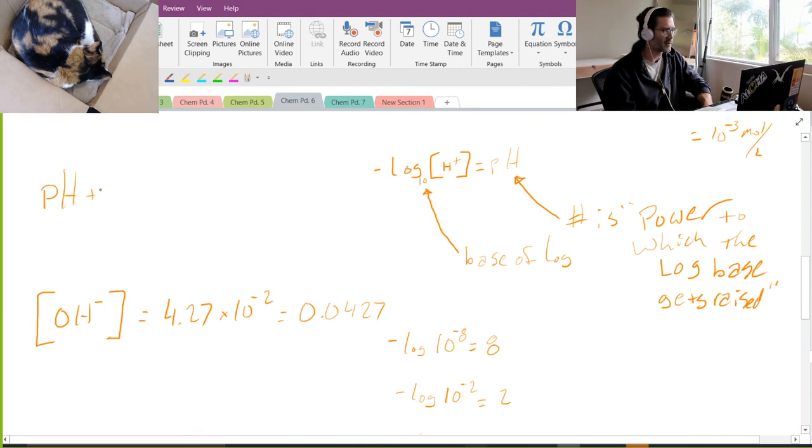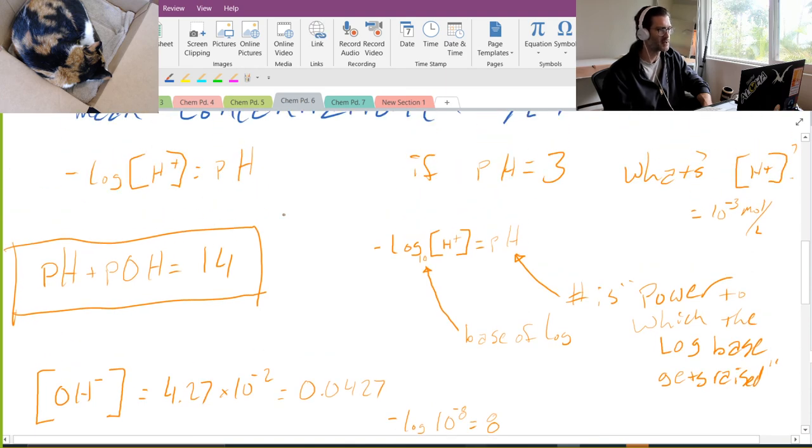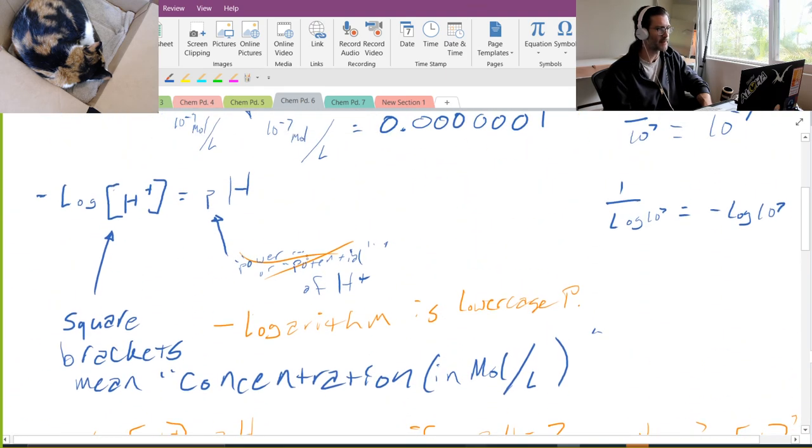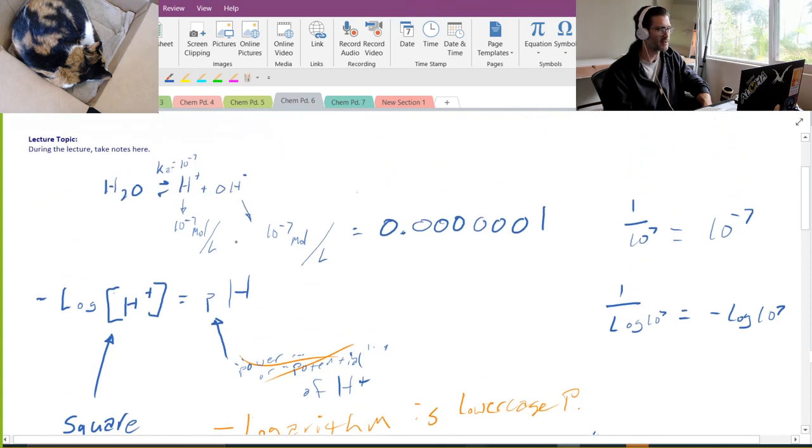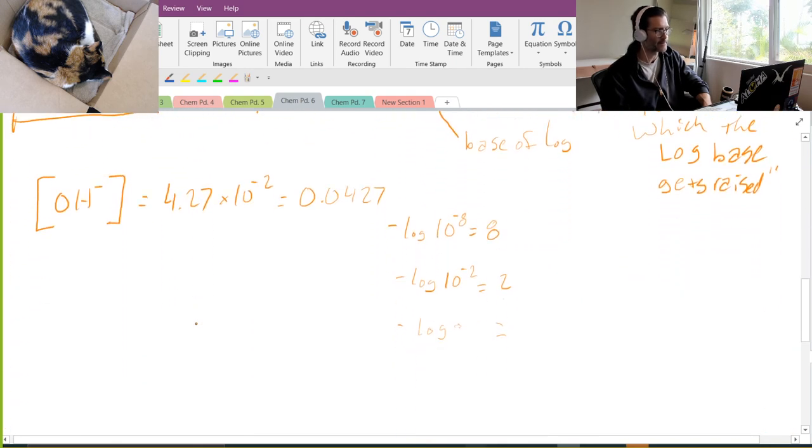There's one other thing that I forgot to mention. pH plus pOH is equal to 14. This is an important definition. I think it's from Sorensen. And he got it because in neutral water, these two things balance out. So I'm going to take the negative log of the concentration of OH minus, and I'm going to get the pOH.